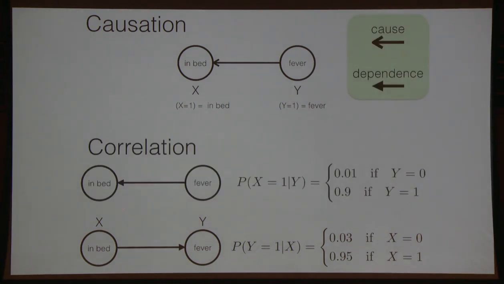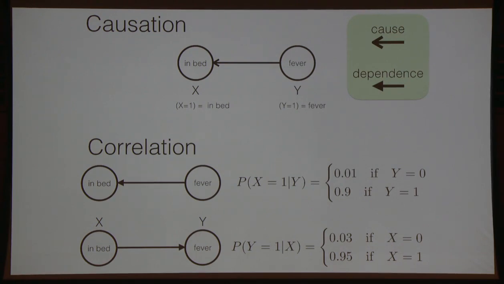Now, you can also draw your Bayesian arrows the other way around. There is no problem about it. And so what's the probability of him being in bed if he has a fever? And you can study those probabilities. There is no problem at all. So in your Bayesian world, you can go both ways. You just look at correlations. But the Bayesian world doesn't tell you about causation.